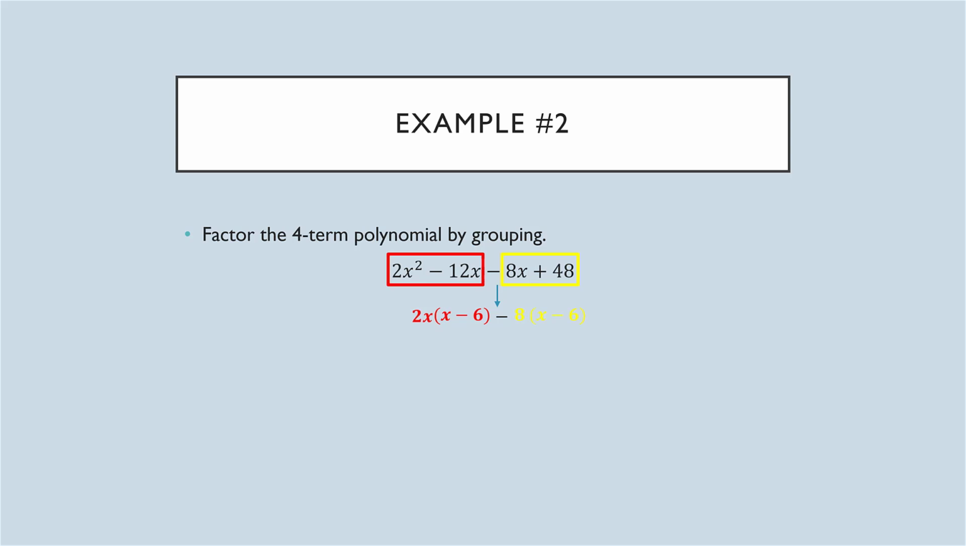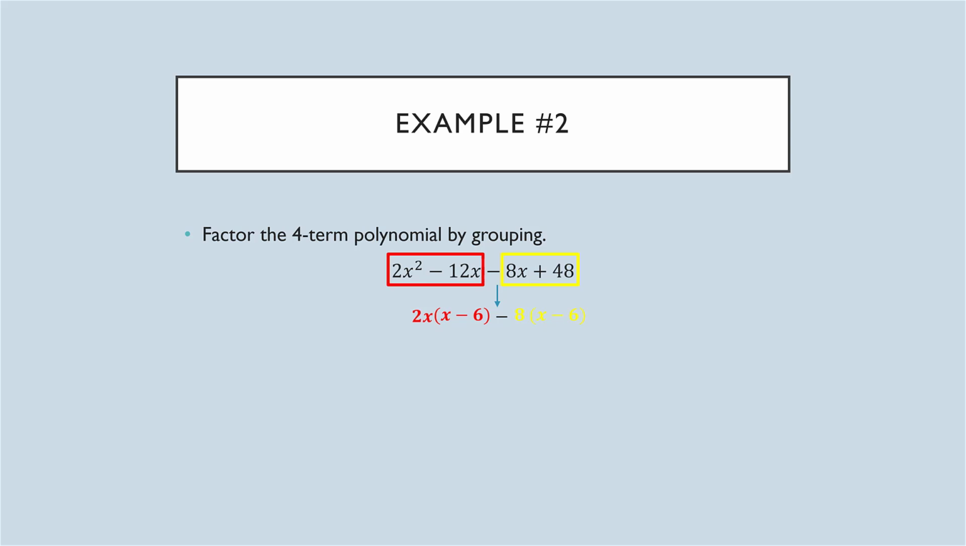I'm at negative 8. To get to negative 8x from that yellow box up top, I need to multiply by an x. The second term in that yellow box is 48. If I'm at negative 8 and I want to get to positive 48, I need to multiply by another negative value, which is negative 6. So that is why we have x minus 6 inside those parentheses.